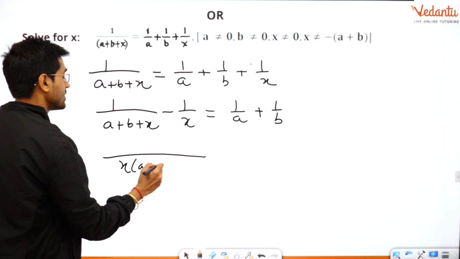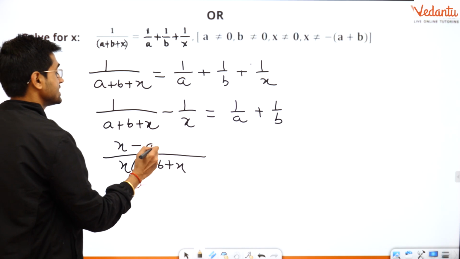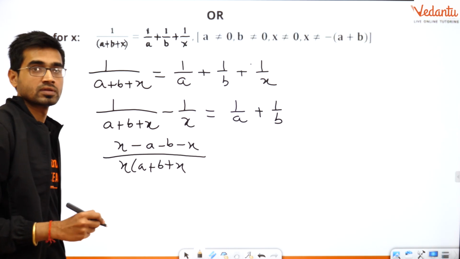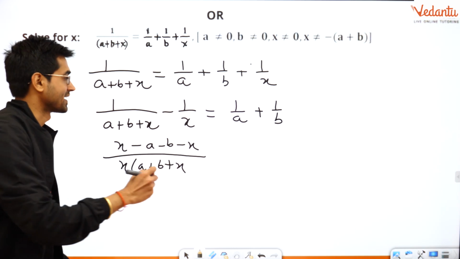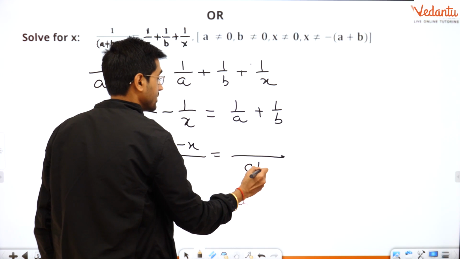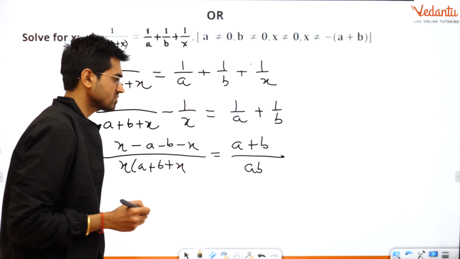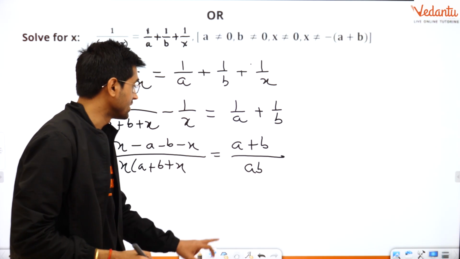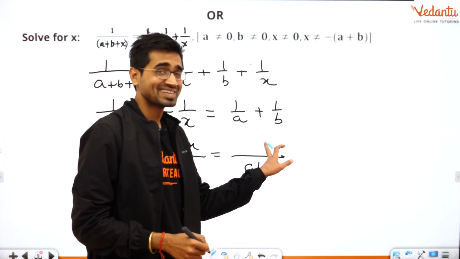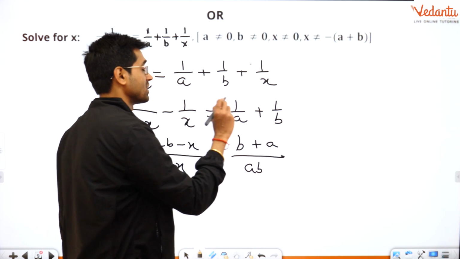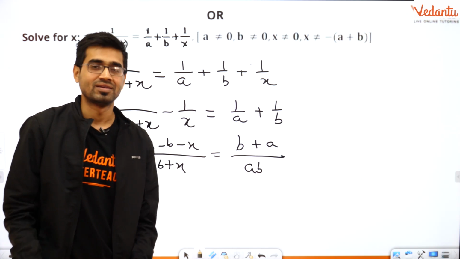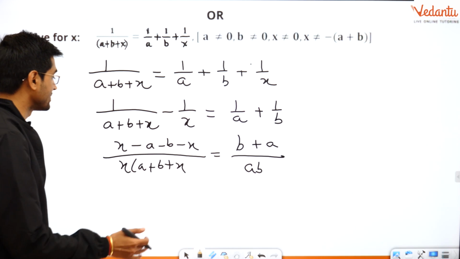X into a plus b plus x. This will be x minus a minus b minus x. सही ना? Because minus is there, every sign will flip ना? Yes, correct. Good. Take the LCM, AB. What will you get? A plus b. Okay, some people will say, sir, a plus b नहीं, b plus a होगा. आप गलत कर रहे हो. Some people will say I'm doing wrong because it will be b plus a. Okay, man, I'm taking b plus a. What will you change? Only the thing is, I should have written it. Fine. Mathematically, it's correct.